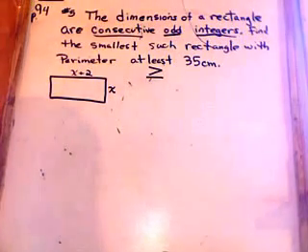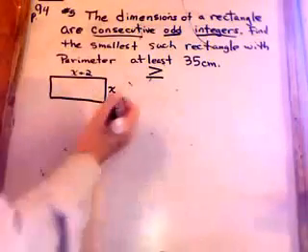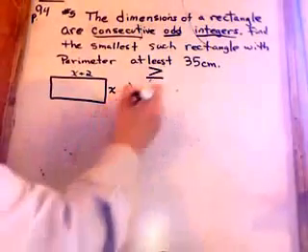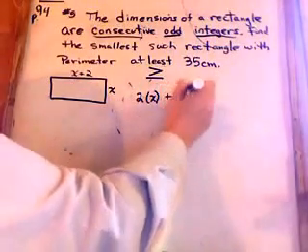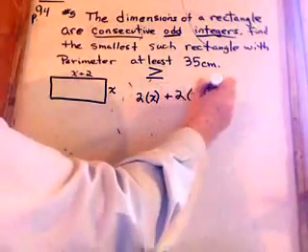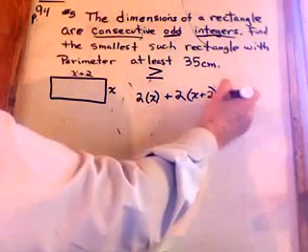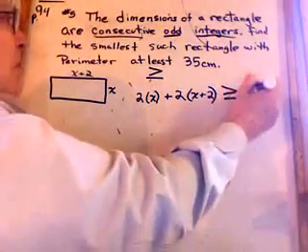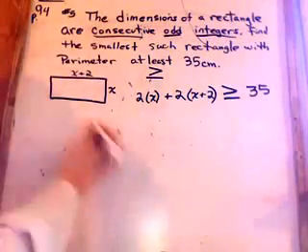Those are the sides of my rectangle. So if I'm going to find the perimeter, I have to add up all 4 sides. Or I do 2 times the small side plus 2 times the longer side, right? And that perimeter has to be greater than or equal to 35. All I have to do is solve that problem now.